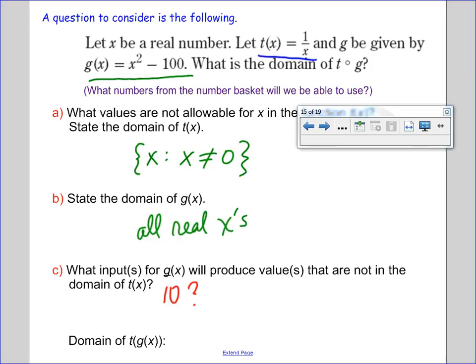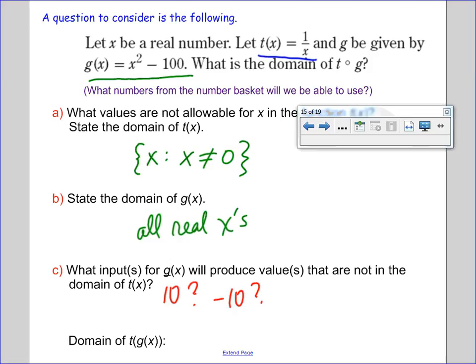Excellent. Are there any other values that I need to be concerned with? So I had 10. Margot? Negative 10? So negative 10 also causes problems for the same reason Mark discussed. When I take negative 10 and square it, I produce positive 100. Minus 100 is 0. Again, it's not okay to plug 0. So we've got two problem issues. Everything else is okay.